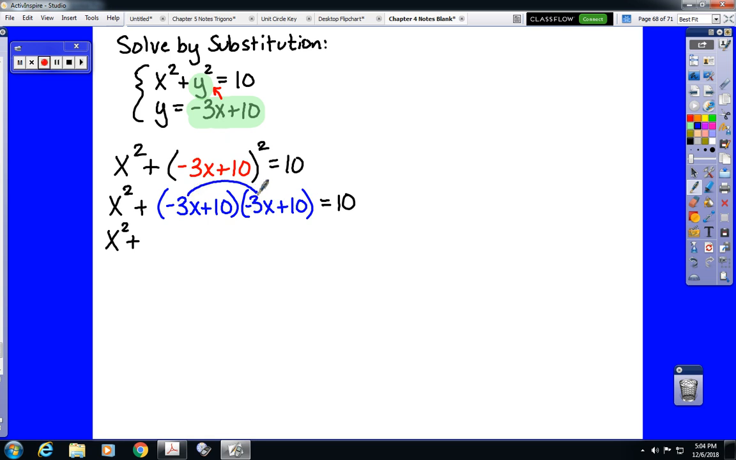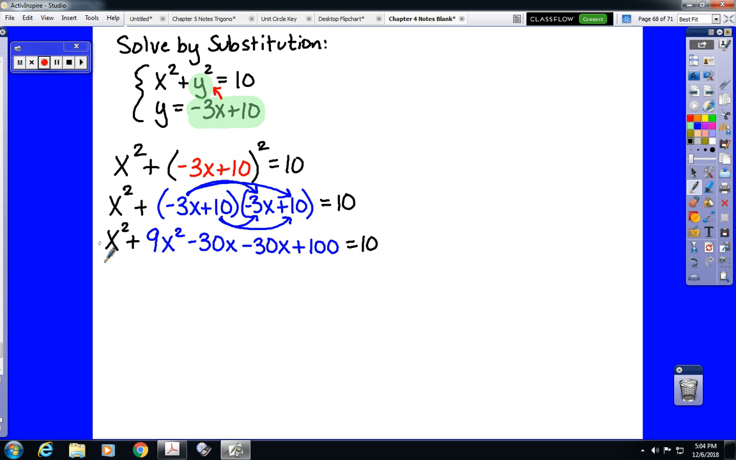So we have to do negative 3x times negative 3x, which would be positive 9x squared. Negative 3x times 10, which would be negative 30x. 10 times negative 3x, which would be negative 30x, and 10 times 10, which would be 100. And that still equals 10, so just bringing that down.